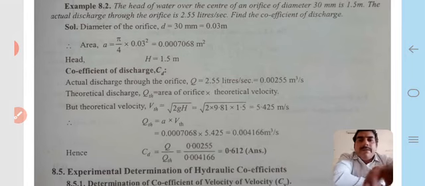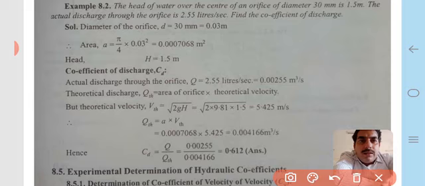In the solution part, the diameter of the orifice is given, that is small d is equal to 30 millimeter, and it is converted to meter, that is 0.03 meter.